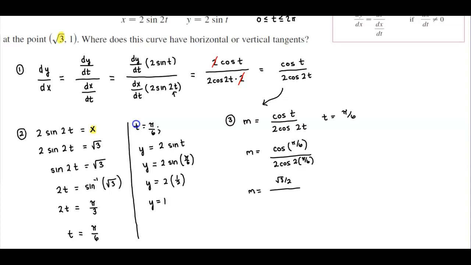And then this becomes 2 times the cosine of pi over 3, because 2 divided by 6 is pi over 3. So the cosine of pi over 3 is going to give us 1/2. So therefore this becomes the square root of 3 over 2 divided by 1, which means that our slope is the square root of 3 divided by 2.